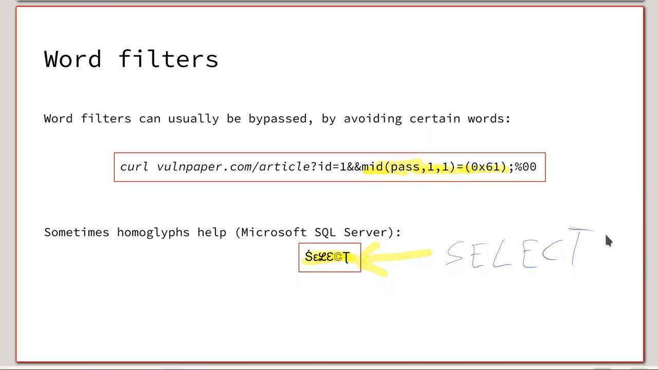So the only way really to mitigate SQL injections is to use prepared statements, because they use one connection for the SQL statement and then another connection for the parameters in the SQL statement, therefore separating code and data.